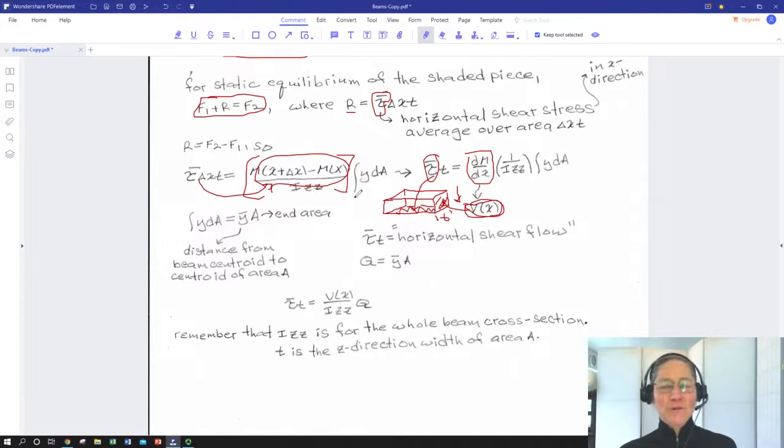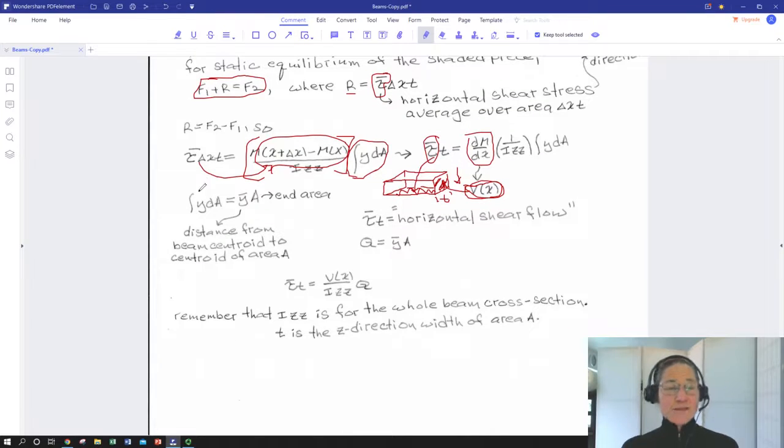Okay, so now the last thing that's hanging out there and is less well defined is this integral of the y location of that cut shaded rectangle top that we sliced off, over its end area. How do we define that a little bit better? We can use our definition of centroid. So our integral of y dA is going to be equal to a centroid position times the end area. And in this case, this y bar is the distance from the beam centroid to the centroid of our area A.